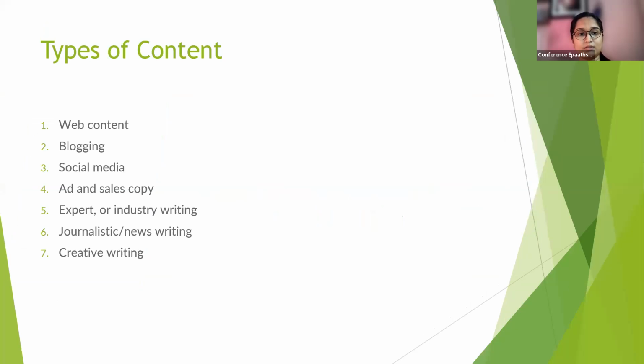So what are the types of content writing? You can divide content writing into 7 topics: web content, blogging, social media content, ad and sales copy, expert industry writing, journalistic and news writing, and creative writing. So I have divided content writing into these 7 topics.